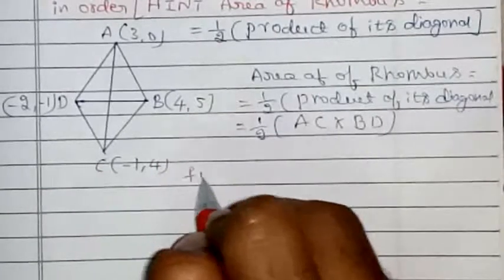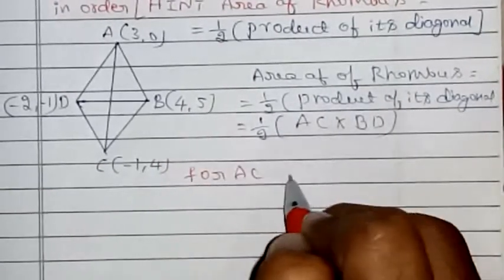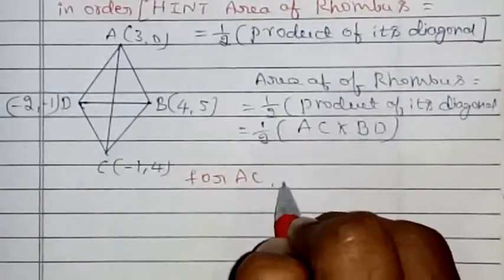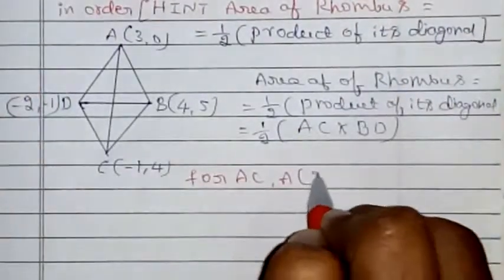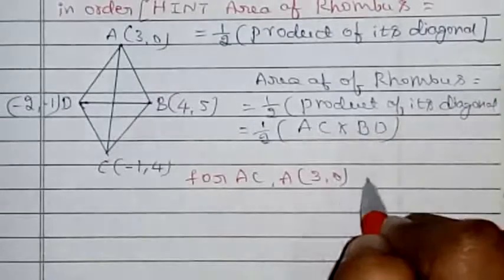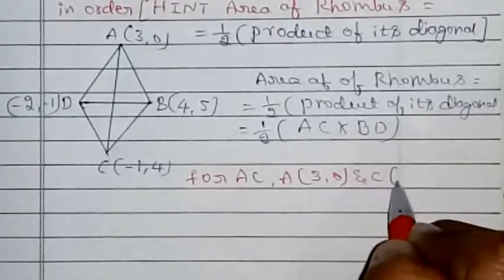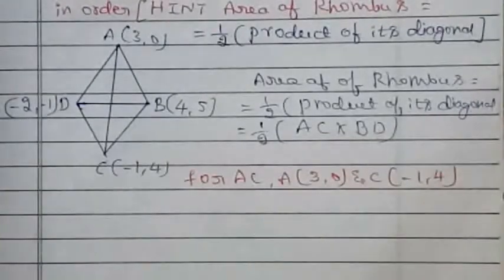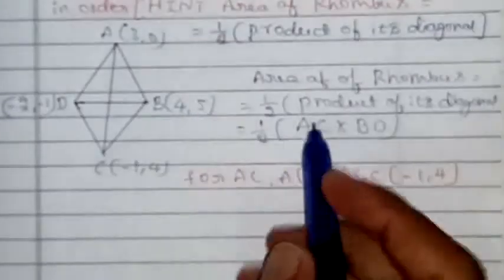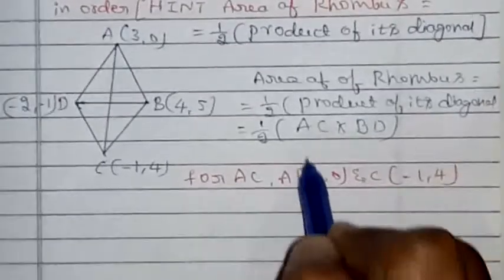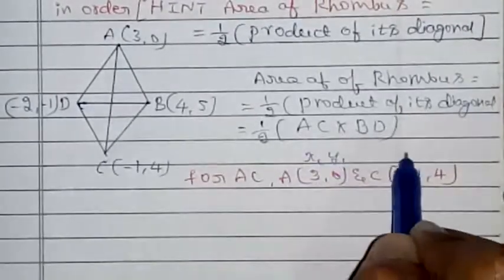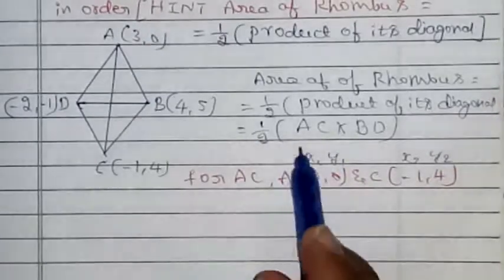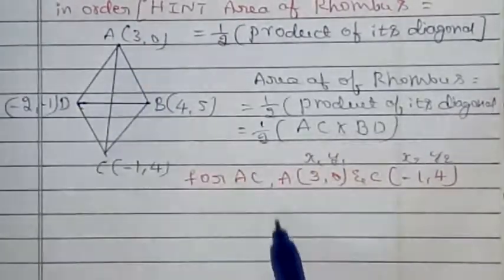So first, we will find the distance between AC. Let me write the coordinates of AC: A is (3, 0) and C is (-1, 4). As usual, let me write the first one as x1, y1, and this one as x2, y2. You need the value of AC, so find the distance between AC by using the distance formula.